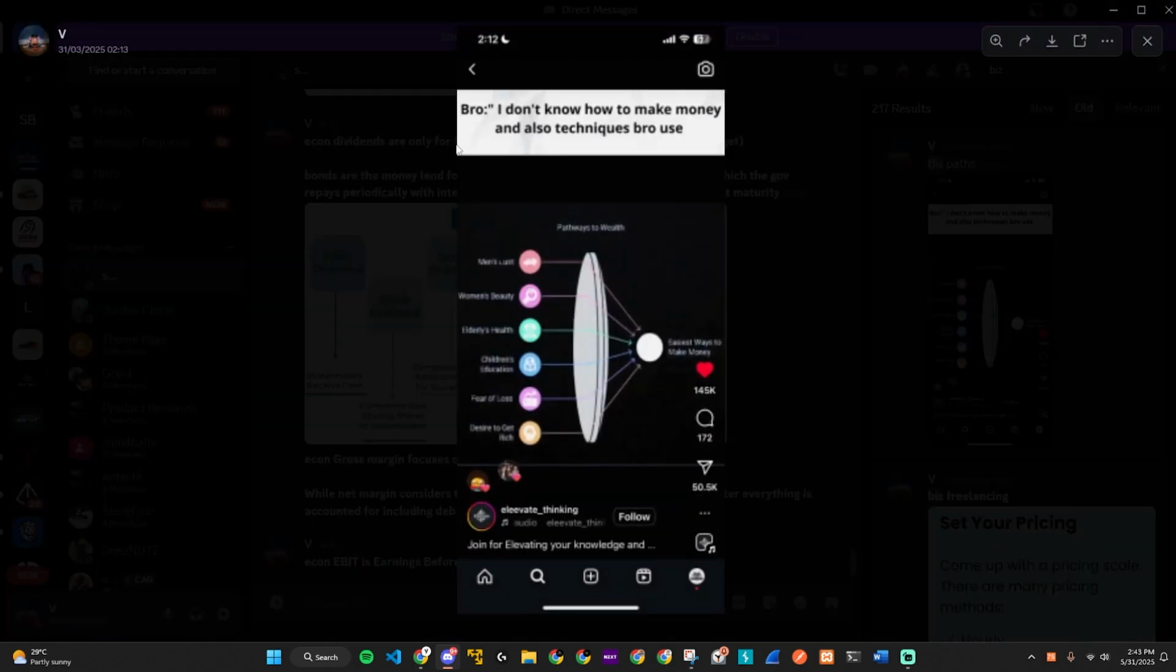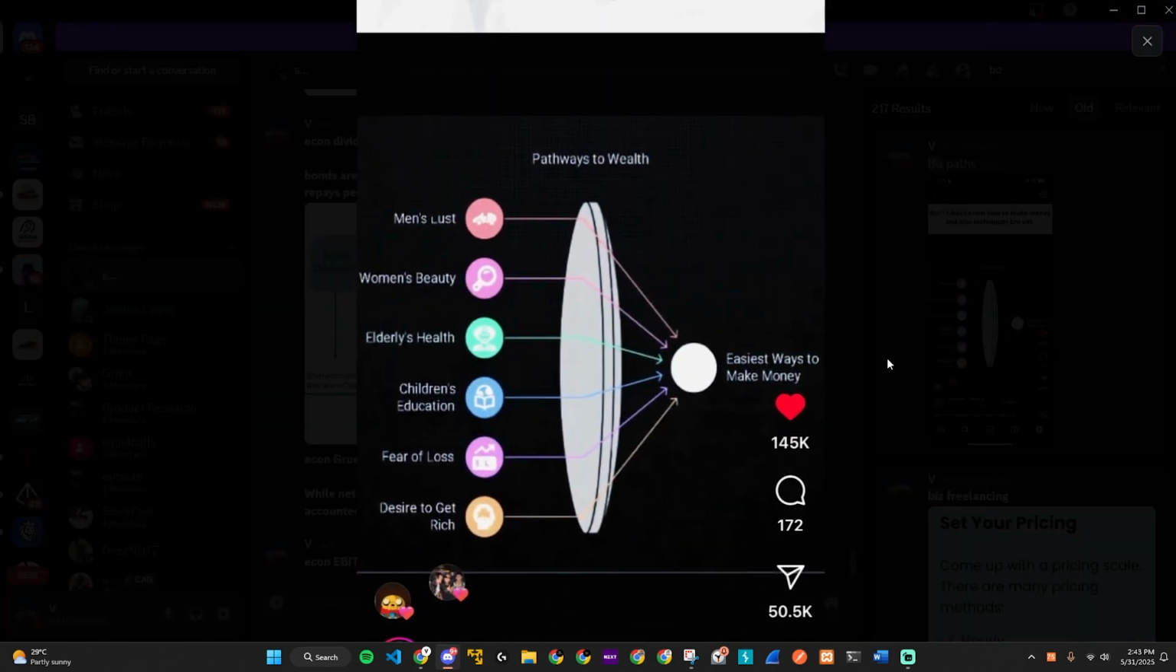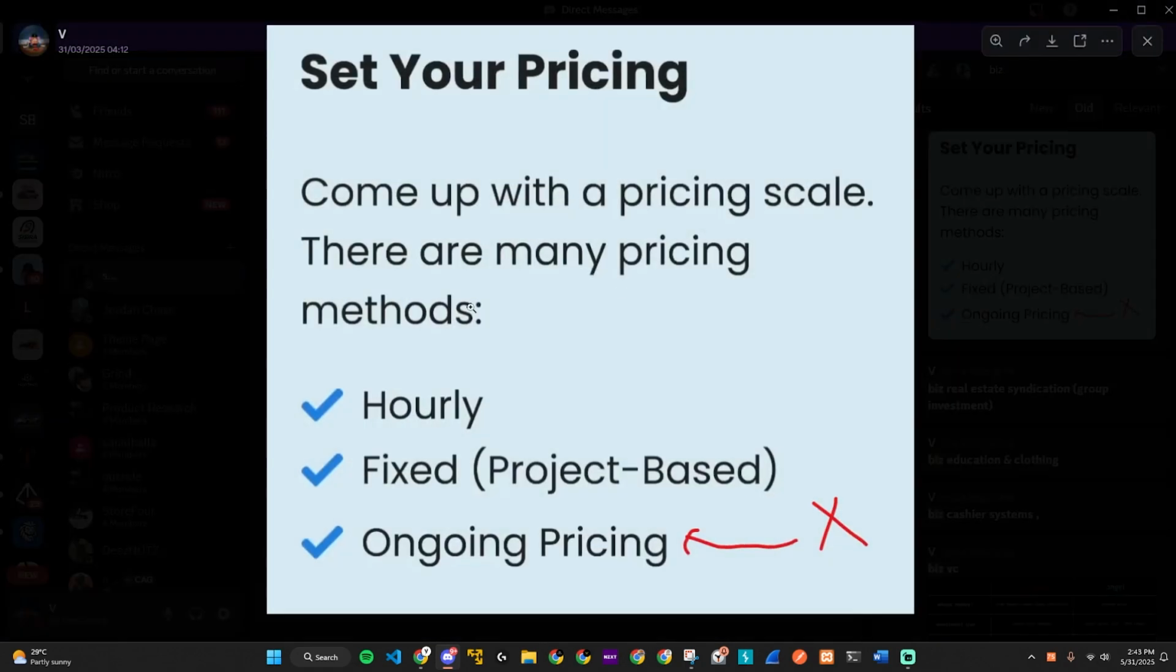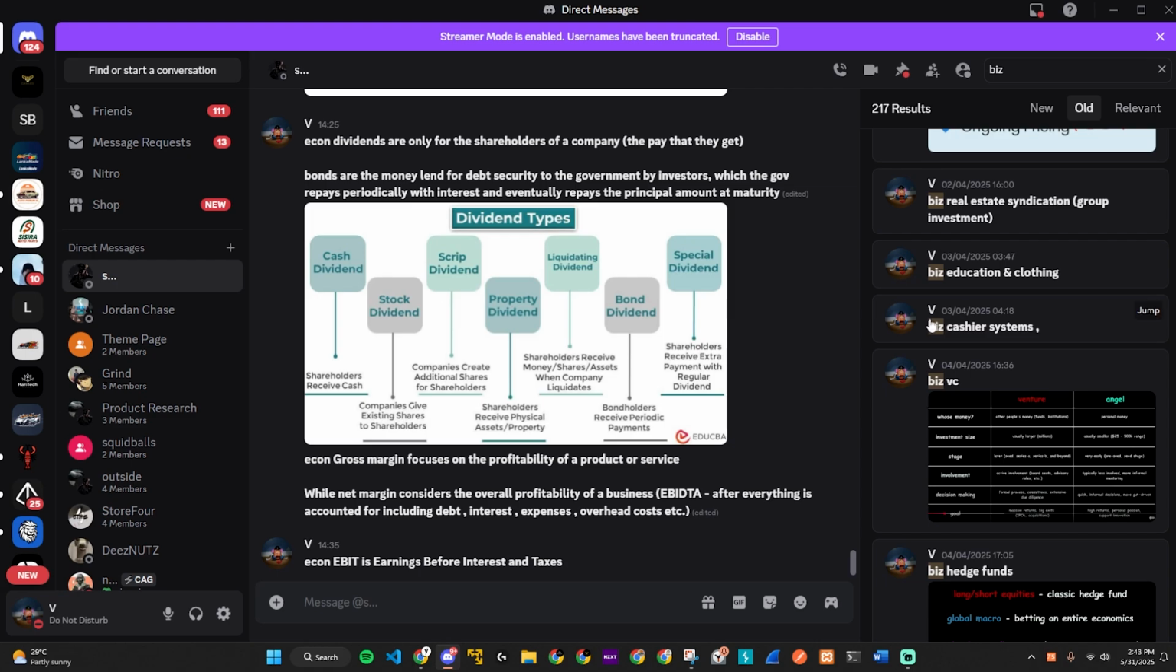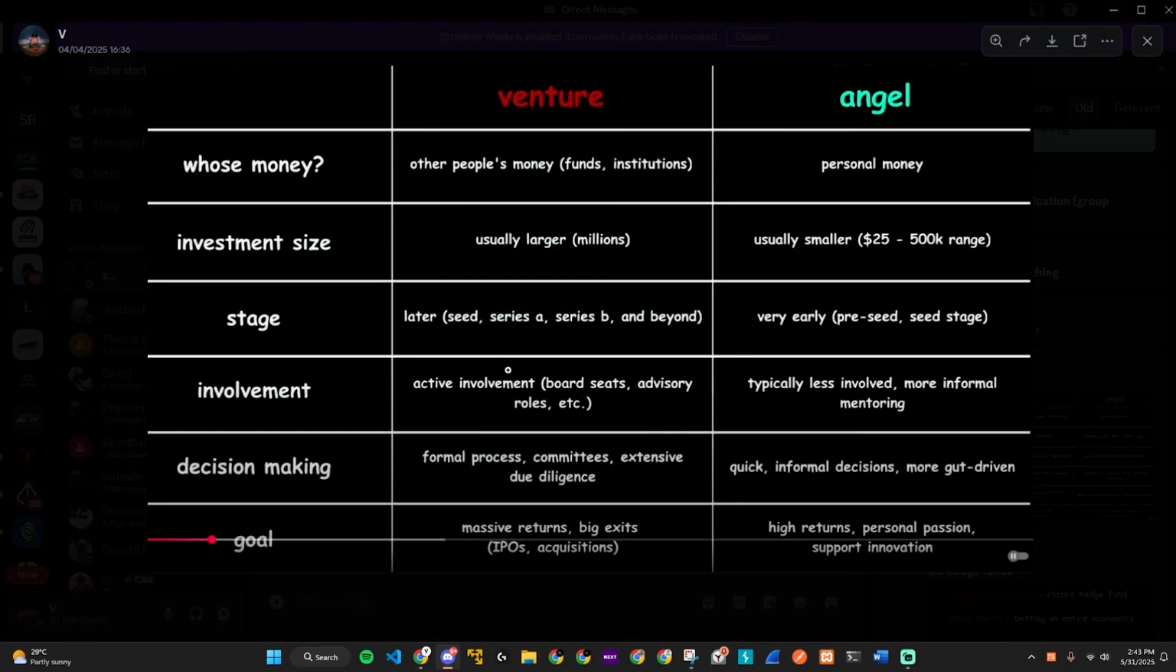So we have business maths. Just don't mind this, I just took this off Instagram. Freelancing, once again, little things. Syndication, education and clothing, cashier systems, it's required for any business.